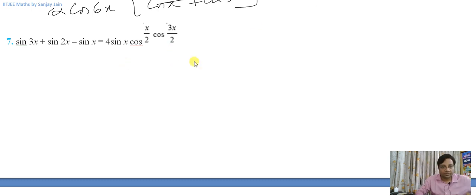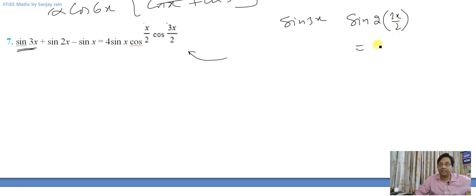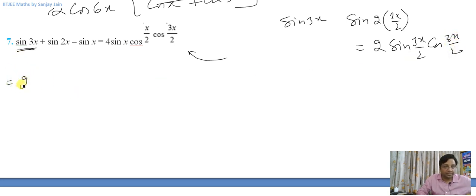Now in this one, I require angles on the right hand side, which are cos x by 2 and cos 3x by 2. So if I treat this sin 3x as sin twice of 3x by 2, what will I have? I have 2 sin 3x by 2 cos 3x by 2. So let me write it like that. Left hand side will become 2 sin 3x by 2 cos 3x by 2.